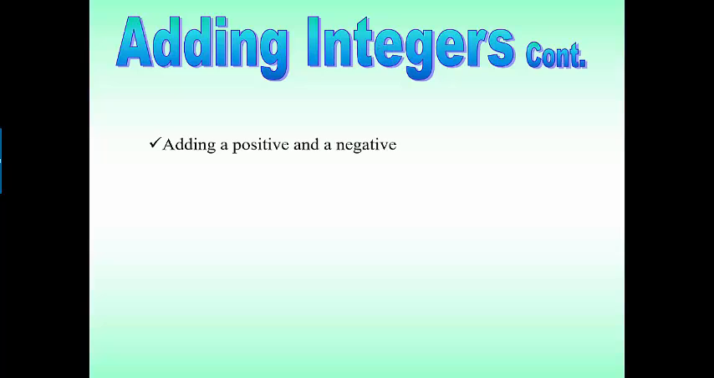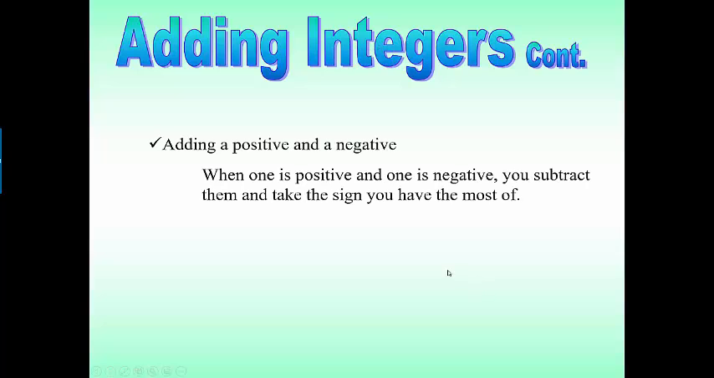When you have one positive and one negative, let's take a look at -8 plus 5. -8 plus 5. Now, who is going to win this fight? Who's going to win this fight is who you have the most of. I have more negatives. So remember that a negative cancels out a positive.